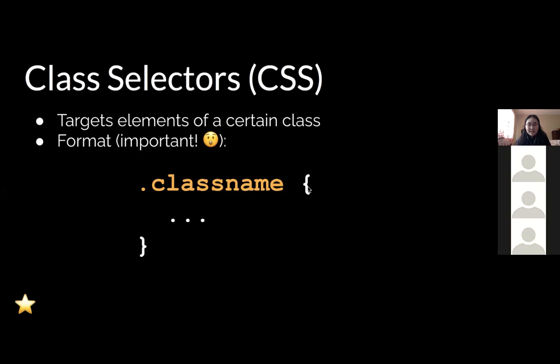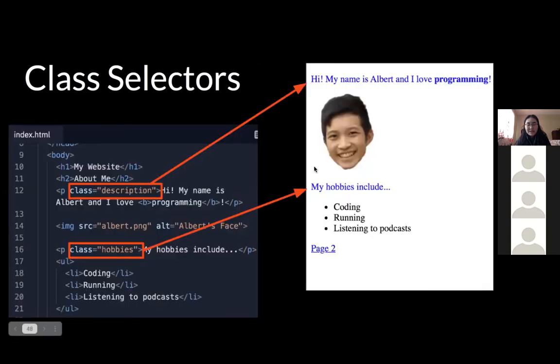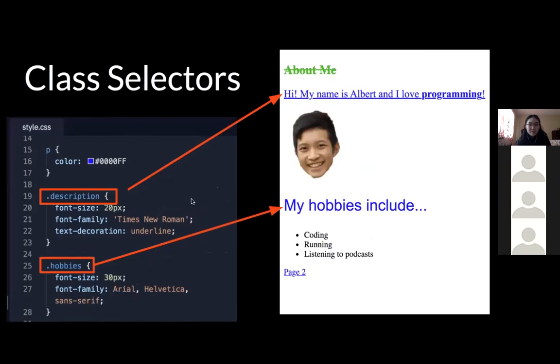Here's another example. We have class description and class hobbies, which will target this p tag and this p tag for hobbies. Within our CSS file, we do dot, the class name, in this case description, and then we put our specific properties that we want to change for this tag. We do the same thing for hobbies. And you notice, because we've done this, they're different. In this case, we have Times New Roman, and this is Times New Roman. For this one, we're using Arial, so it's Arial. And for this one, we've underlined it, so it's underlined.